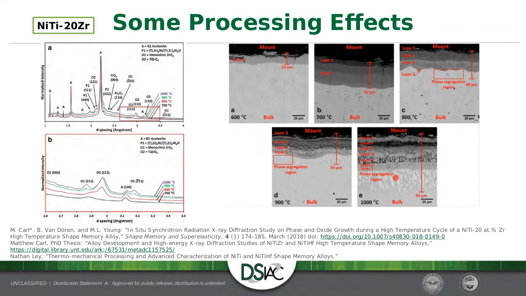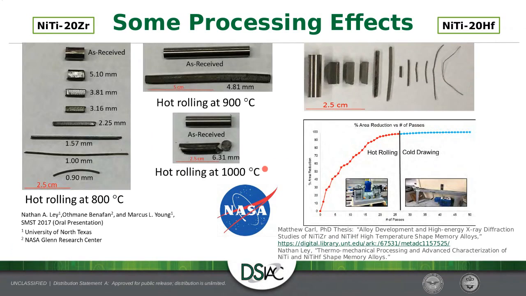I can show some of that here at 1000. We tried to roll this piece, and you see it snaps off. At 900, you get these little fine cracks along there, and if I were to keep processing that, I would ultimately get fracturing along that sample as well. But if we do it at 800, we have no problem. We can run it all the way down to small, fine wire. That was for zirconium, and that was a NASA project.